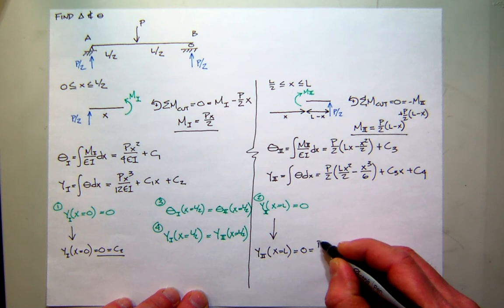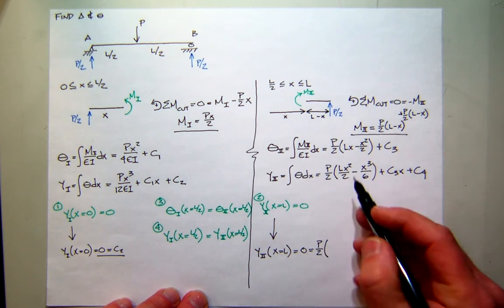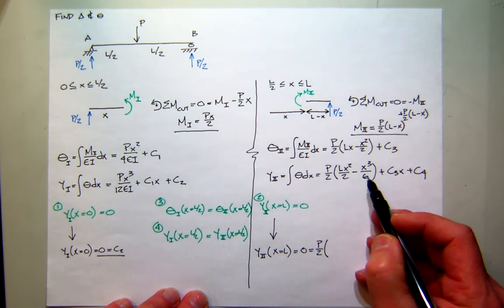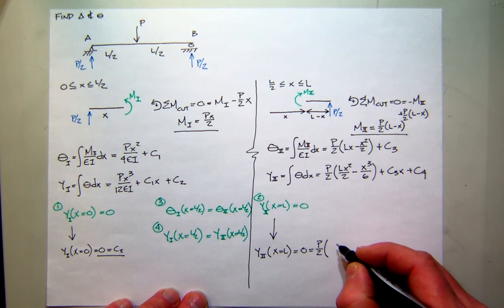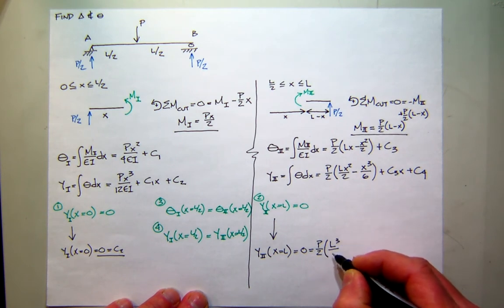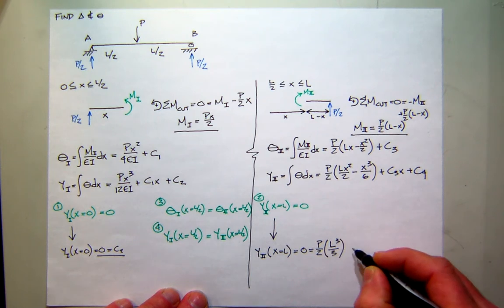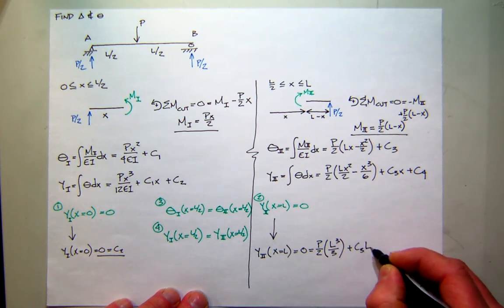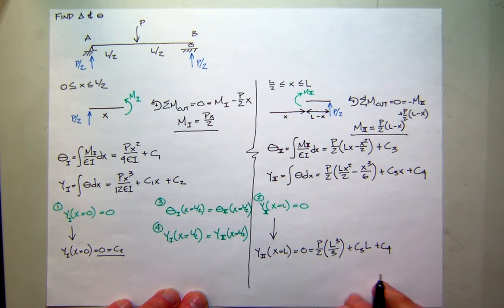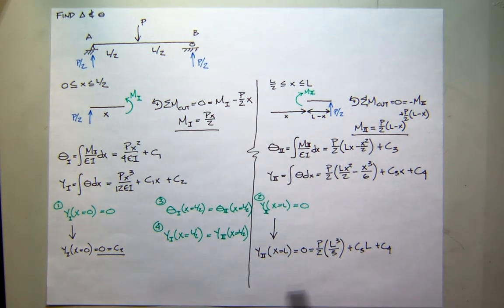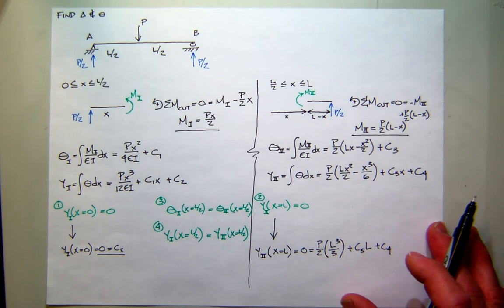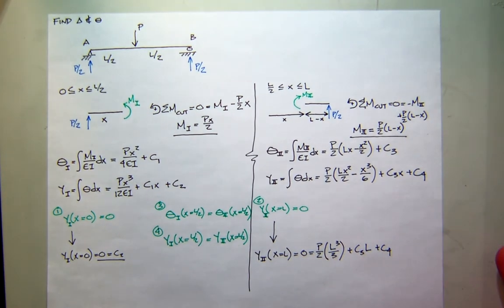So that becomes P over 2. This is L cubed over 2 minus L cubed over 6, which is 2L cubed over 6, which is a third. So this becomes L cubed over 3, plus C3L plus C4. Ugh. So all this will give me is a relationship between C3 and C4. It won't give me a value. You see how this is going? It's not going well.